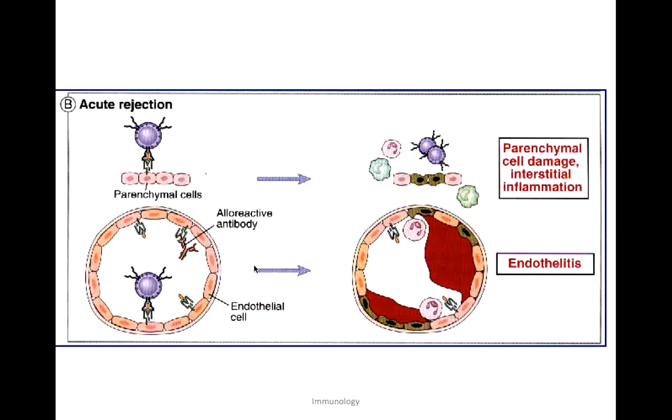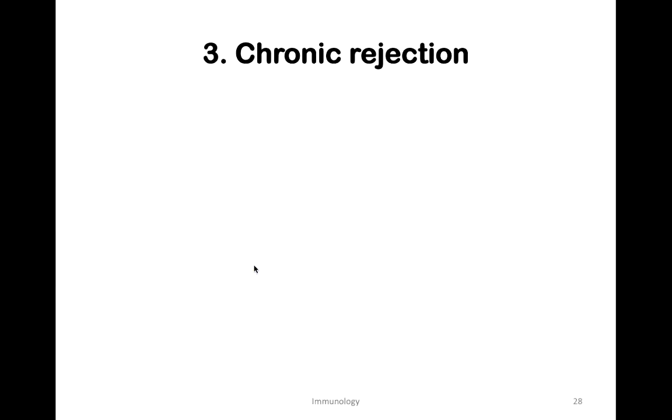If you think about acute rejection, you can see the pictorial representation here. You have parenchymal cells, you have alloreactive antibody, the antibody is reacting against the alloantigens, you have damage to endothelial cells, and then finally you have damage to the blood vessel as well as to the cells, and rejection of the graft occurs.